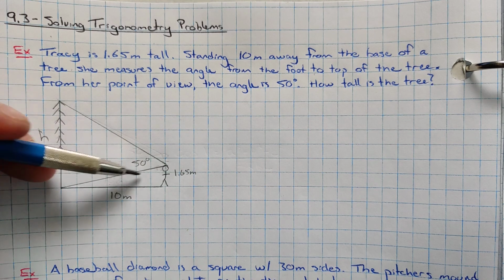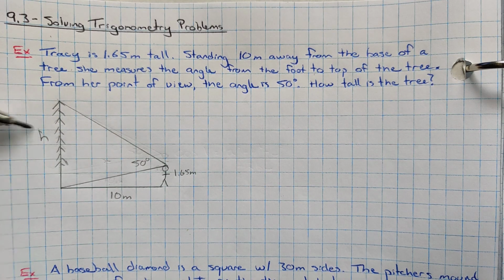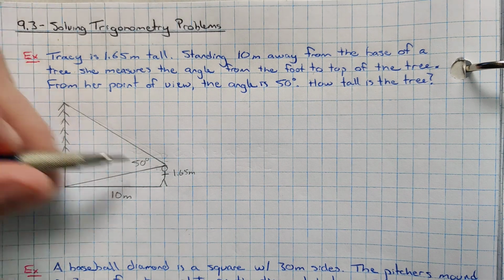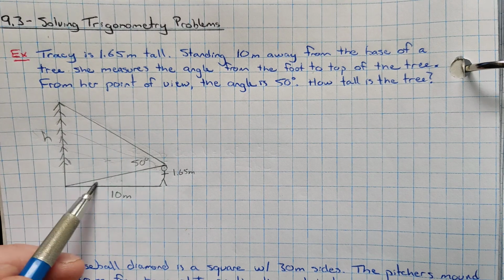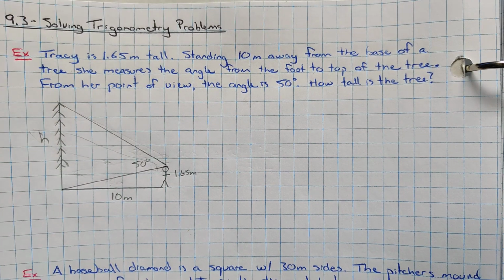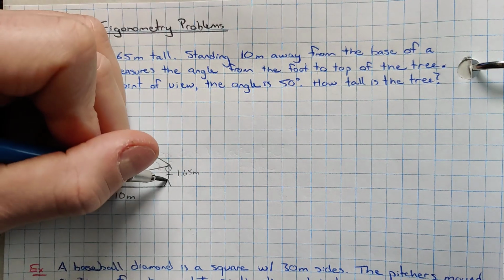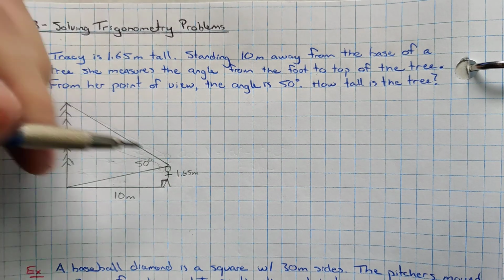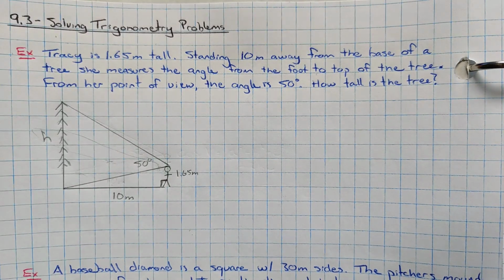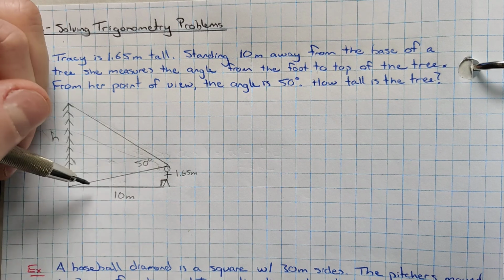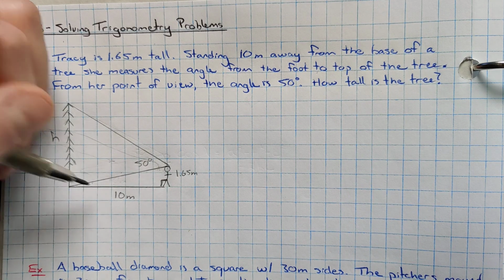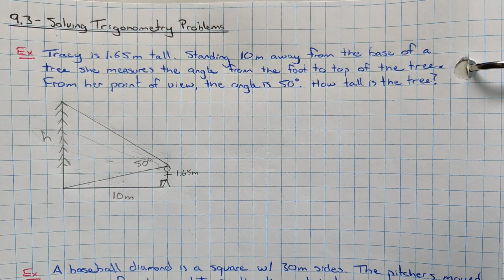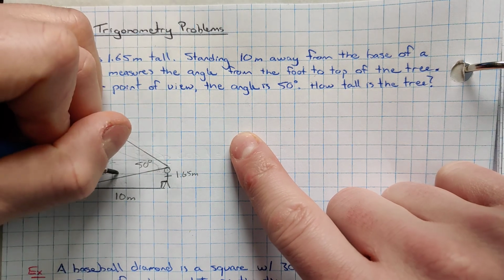Now if we look at the tree in this non-right triangle, we're probably going to need the sine or the cosine law in this case, but we don't have enough information. We have this pair here, but we have no other angles or sides in the triangle. However, if we use our right triangle that we have here with Tracy and the ground, then we can find the hypotenuse. We can also find this missing angle in here, and both of those will allow us to solve the larger triangle.